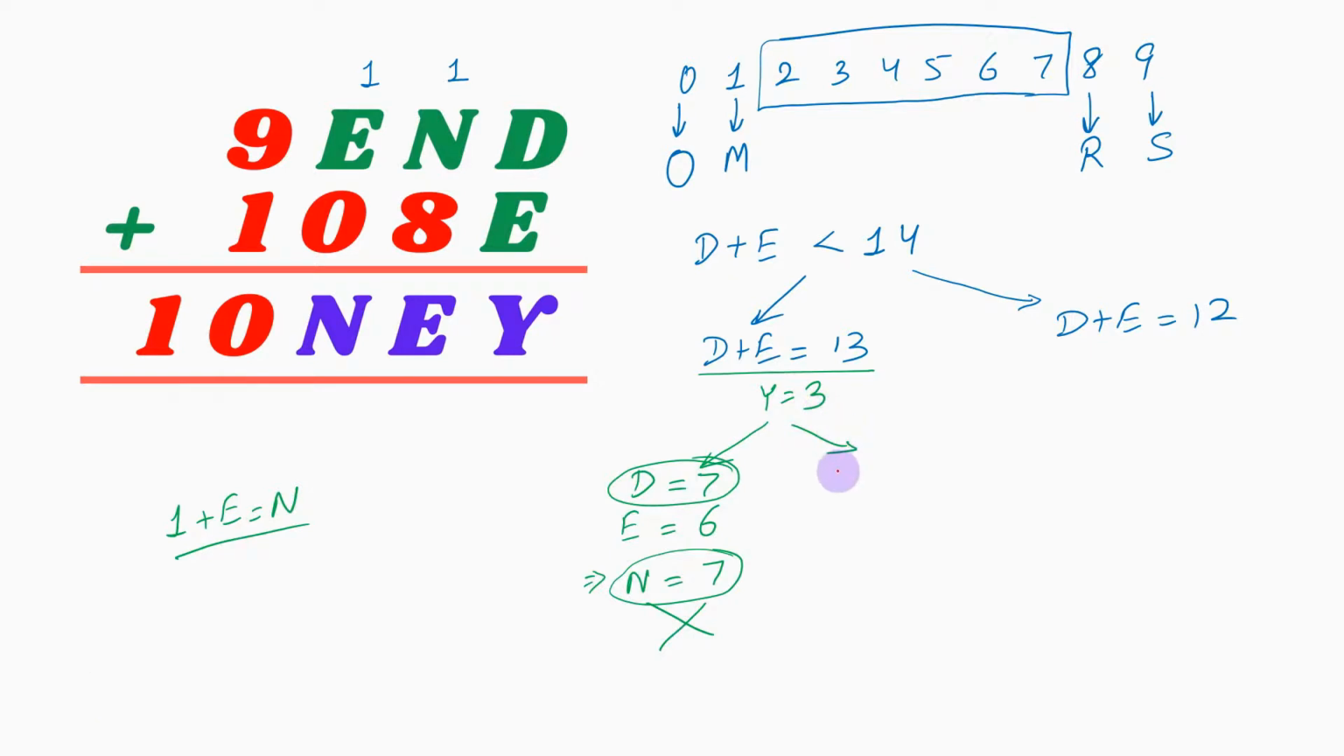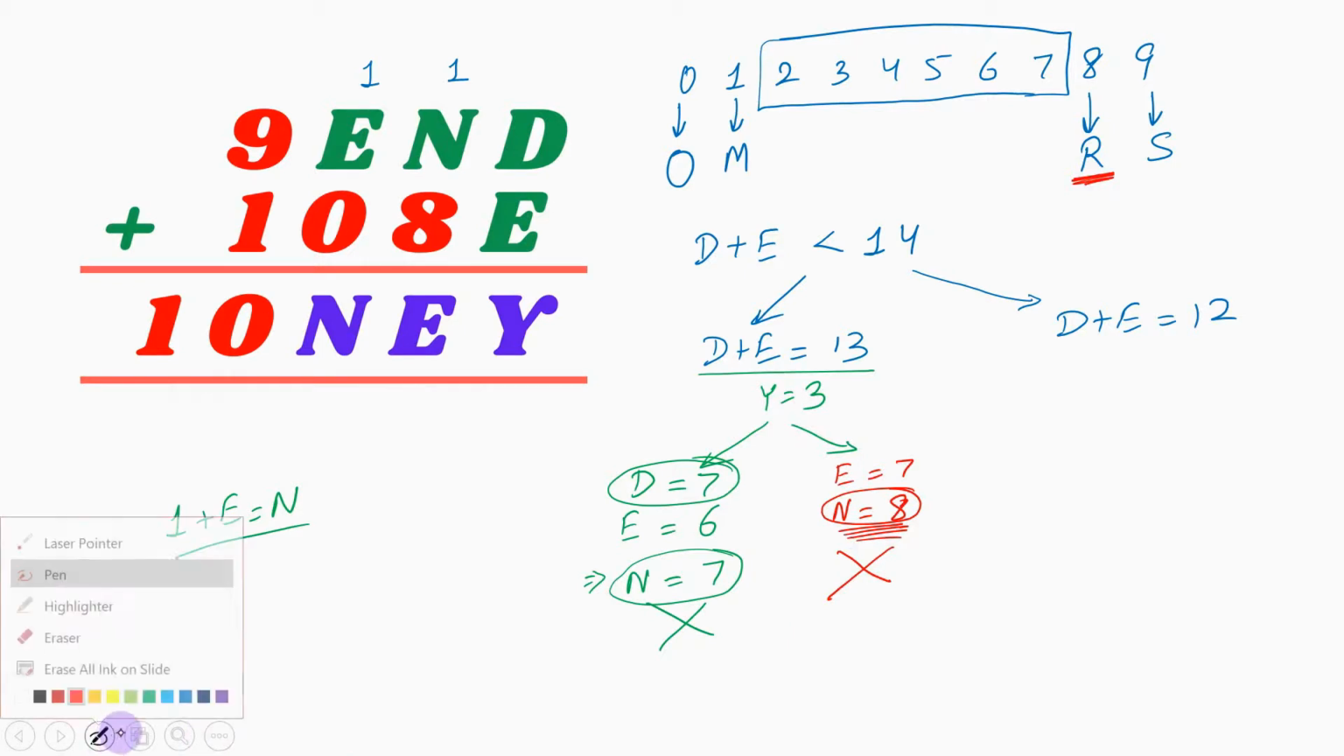Now if Y equal to 3 and we have E is equal to 7, which will imply that N is equal to 8. But this is not possible because 8 value is not available because it has already been assigned to the alphabet R. Okay. So this is not possible again. So let us move on.